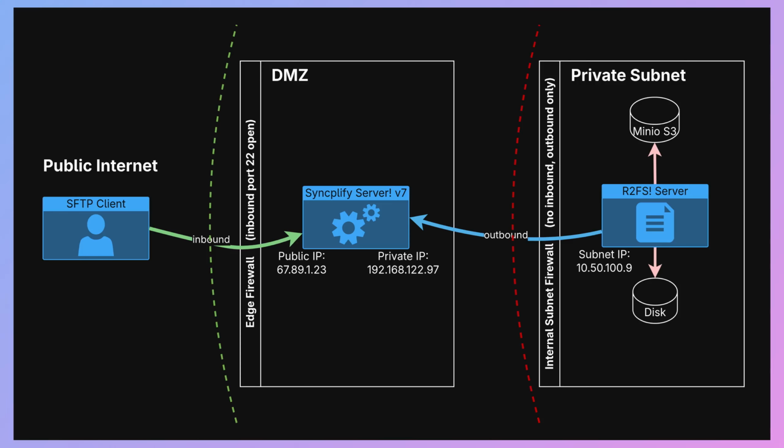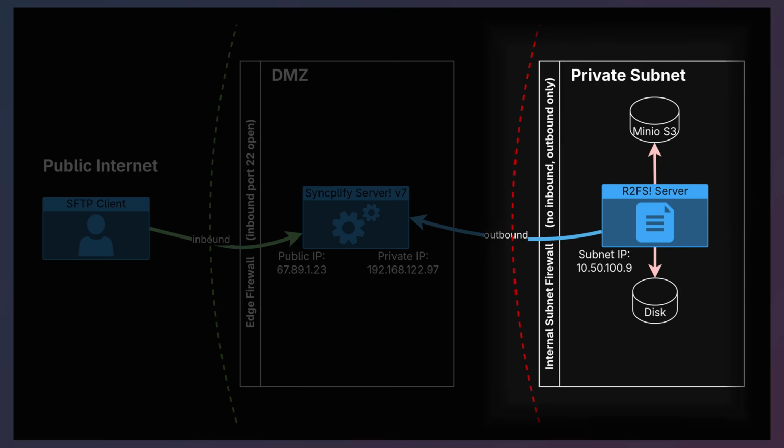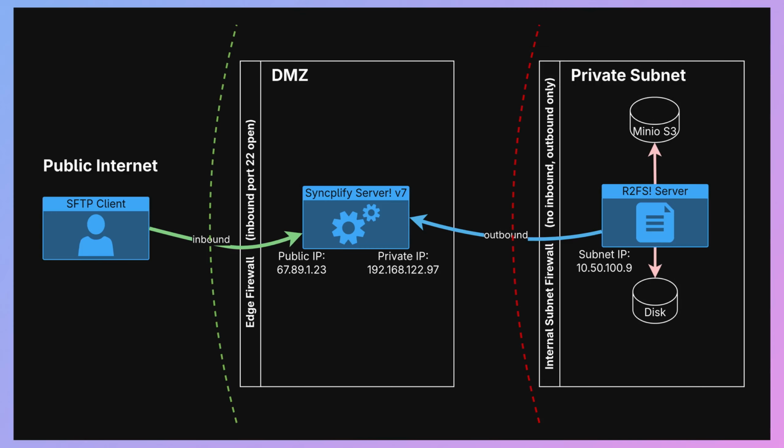When it comes to securing file transfers, best practices recommend keeping your SFTP server and its storage in separate subnets. The SFTP server belongs in the DMZ, where it's accessible from the public internet through a tightly controlled firewall. But the actual storage should sit safely in a private subnet, unreachable from outside, protected by an internal firewall. This separation helps contain breaches, ensuring that even if the SFTP server is compromised, your data stays protected.